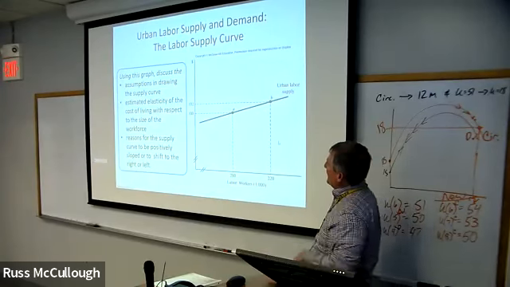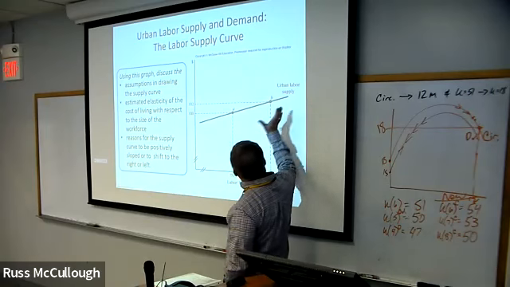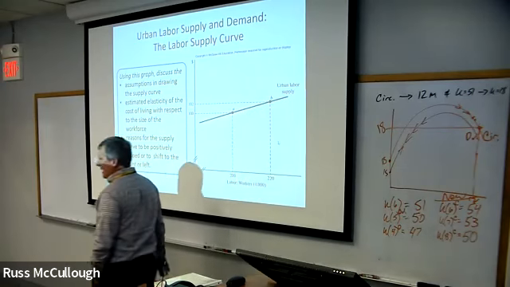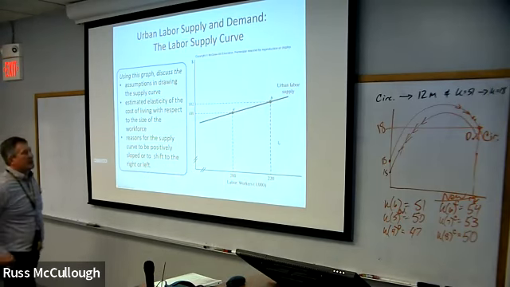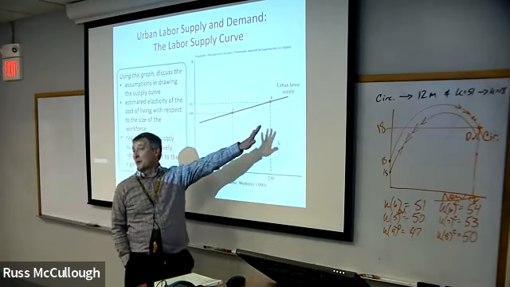So just a little review. I think this is part where we left off last time. So we have an upward sloping supply curve. Remember that the supply of labor is people deciding on whether they want to work or not, right?